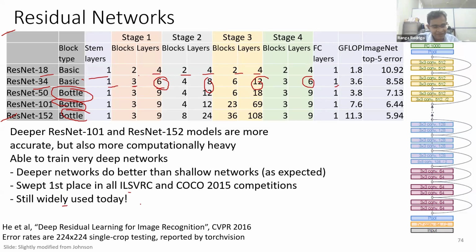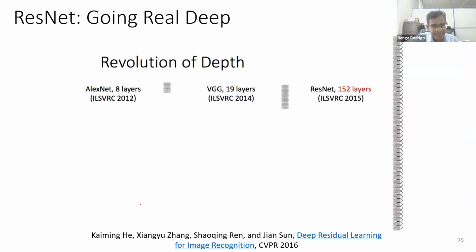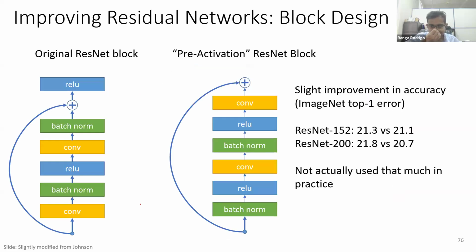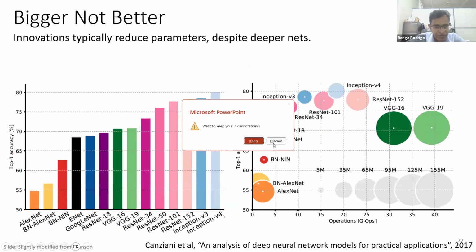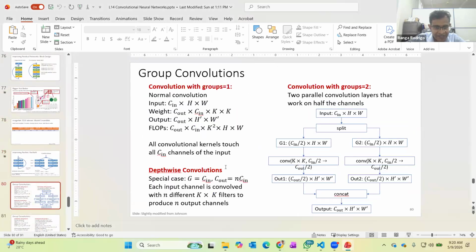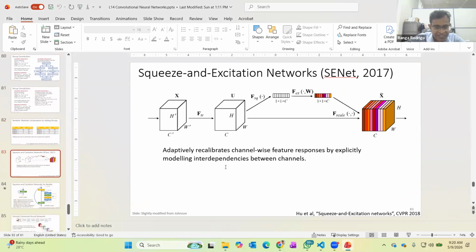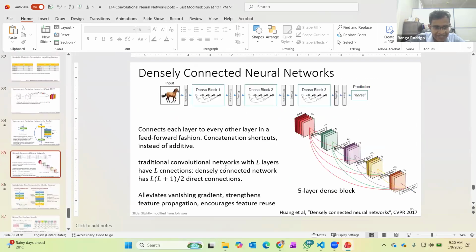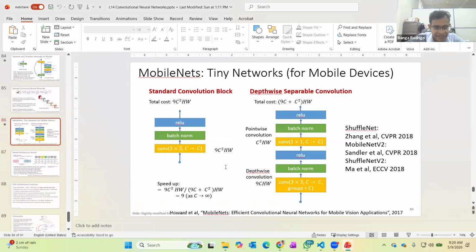One of the most cited papers in the world. So you can see the number of layers increasing in the ResNet. Then other designs, I will not talk about. You can study them and how these things have grown and so on. Group convolutions, squeeze and excitation networks and so on, I will not study.